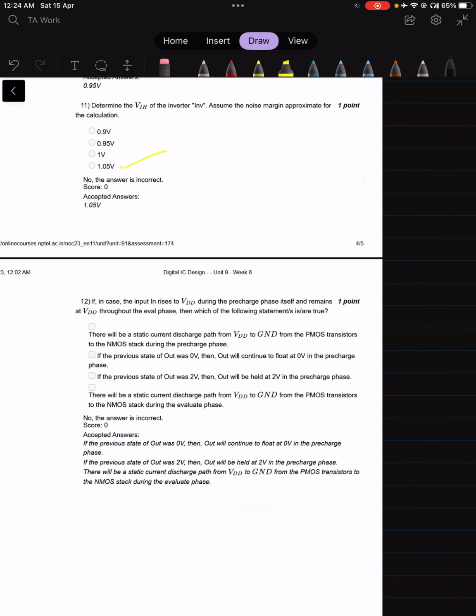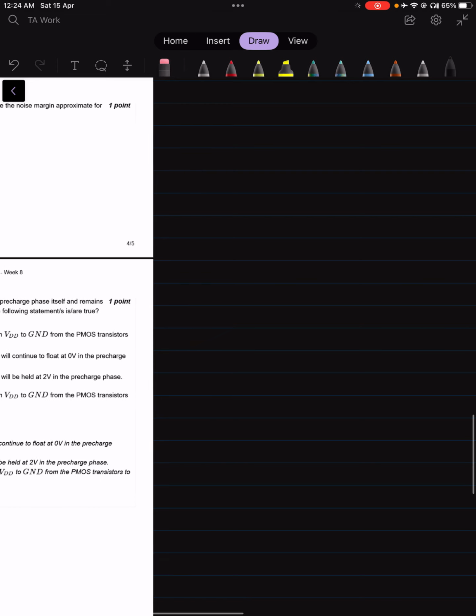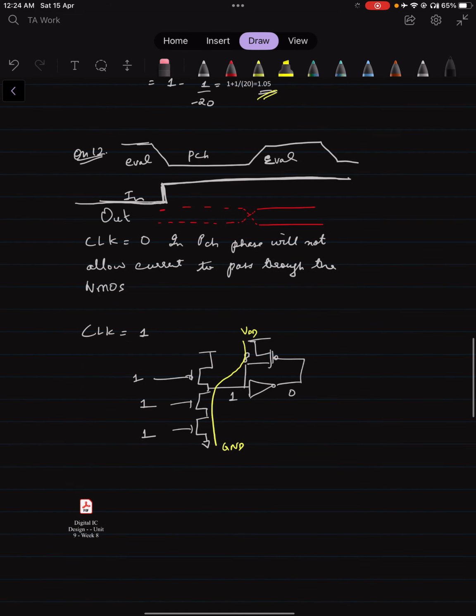Last option, there will be a static current path from VDD to ground from the PMOS transistor to the NMOS during the evaluation phase, right? Yeah. So during the eval phase, let's say that here 0 and 1 means 0 and VDD. So here, during the eval phase, the previous state would have been 1 and the 1 would translate to the inverter's output being 0, which would translate to this PMOS being on. And since it's sufficiently sized as size 8, there will be a fight or contention between the PMOS and the NMOS stack. Right, so there will be a static discharge path from VDD to ground.